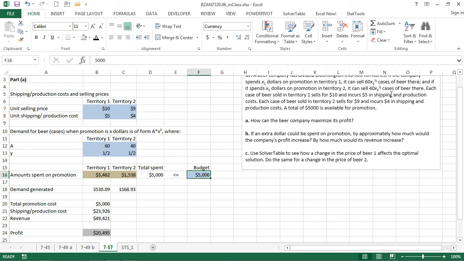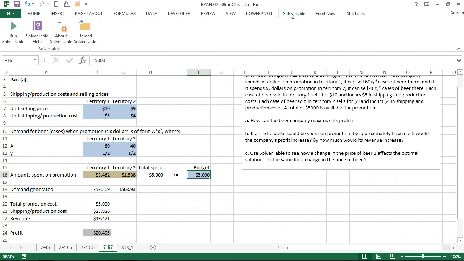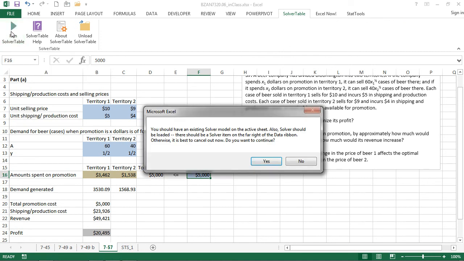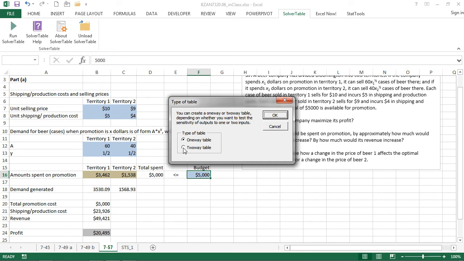Yeah, exactly. Alex has got it right. Okay, so what he said was you could do a two-way solver table. Now, a two-way solver table is harder to interpret than a one-way solver table. All right. Well, let me show you how that would work. So let's do a two-way table.